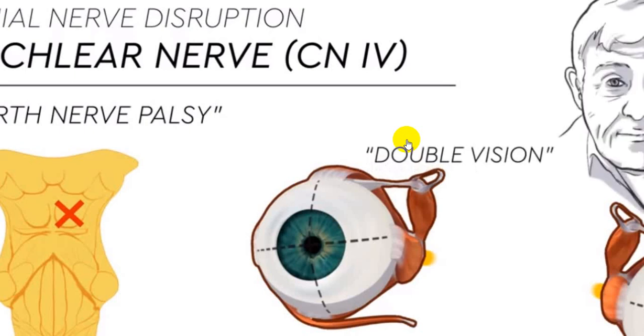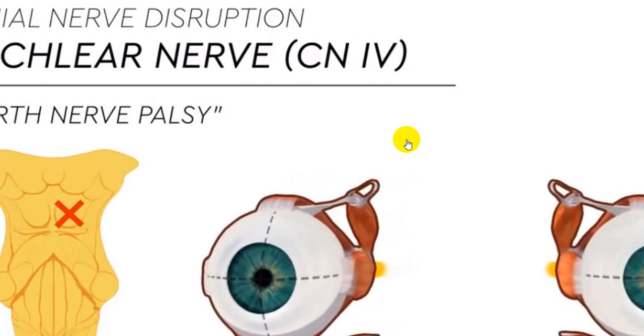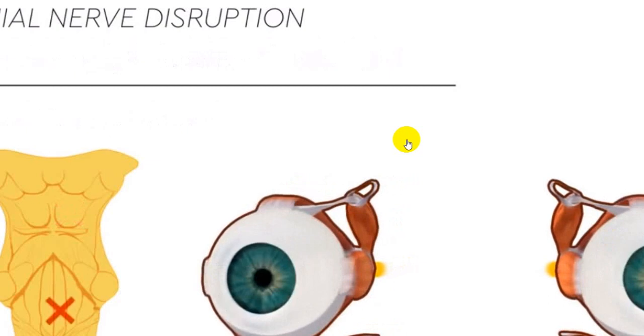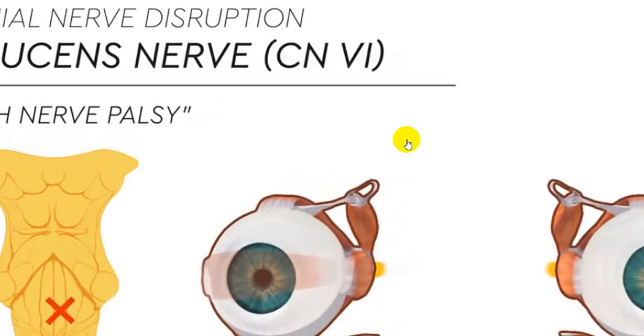Many patients unconsciously compensate by tucking the chin, which eliminates the need to depress the affected eye, and the person will tilt the head to the opposite side, away from the affected eye, which eliminates the need to intort the affected eye. An eye movement exam of patients with trochlear nerve palsy reveals an inability to put the affected eye in the down and in position.